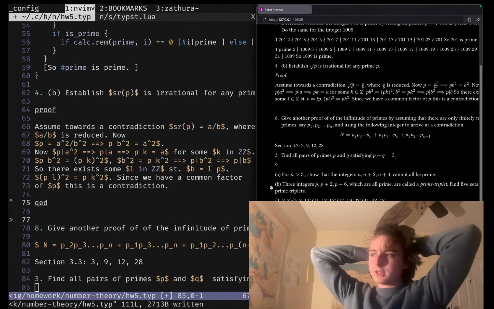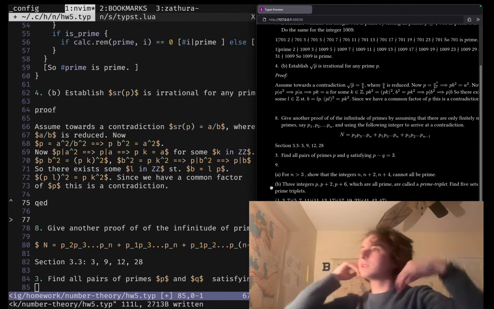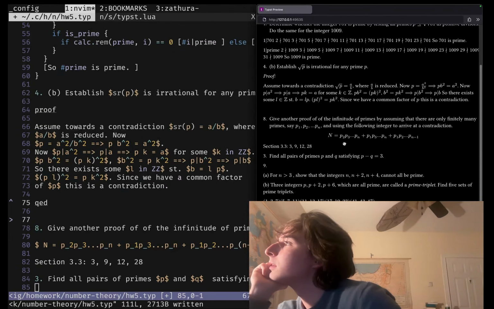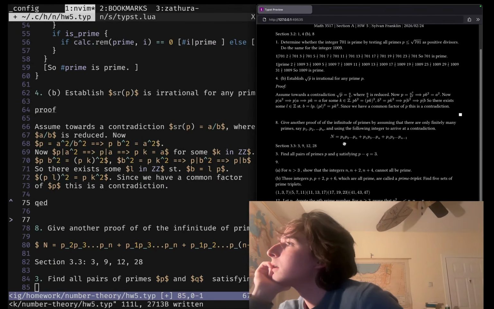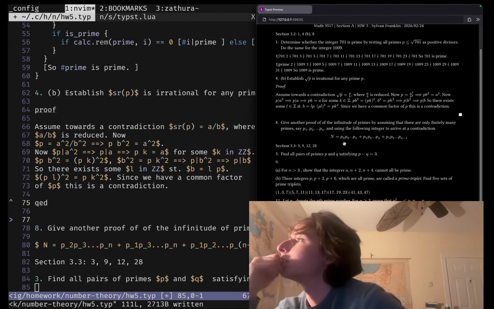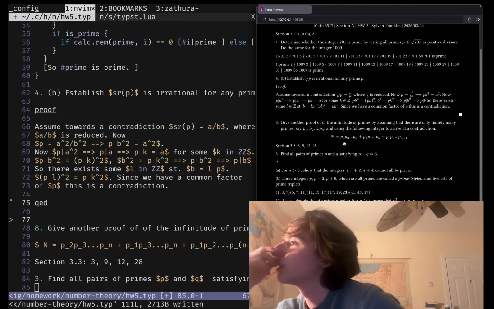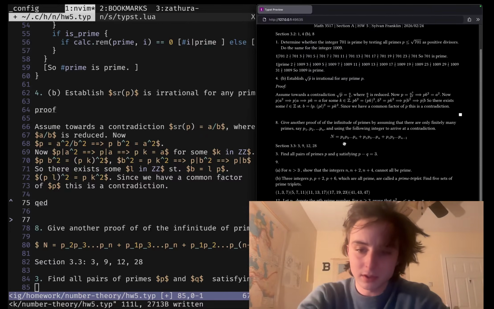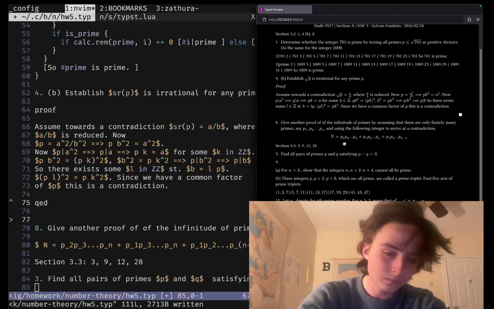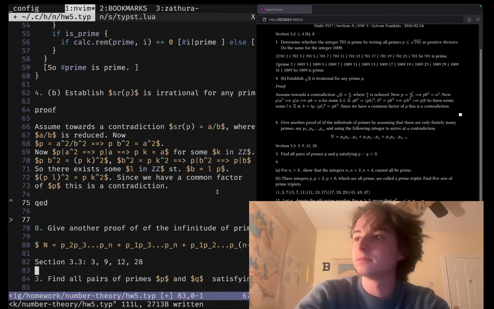So 8 is pretty interesting. Can another prove the infinite primes? How does this arrive at a contradiction? We have finitely many primes. Can we show an extra prime? Oh, I have to add the dot dot dot back in.